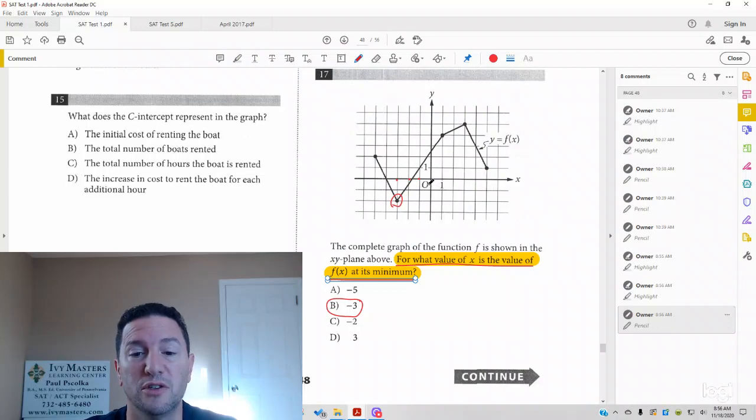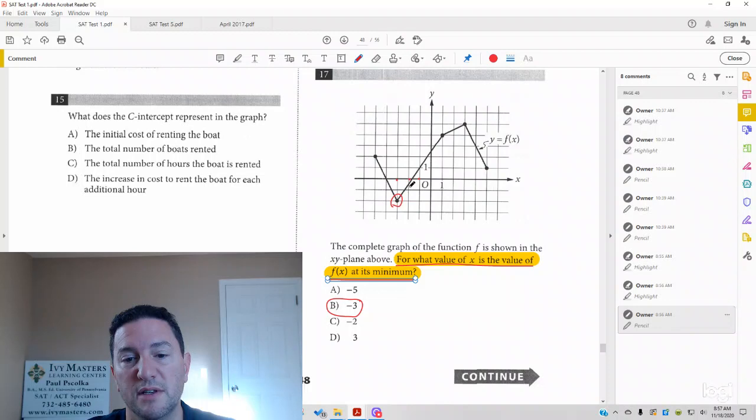So let's say it was asking you for the value of f of -5. You'd go back 1, 2, 3, 4, 5, and then you'd find the y value. F of -5 is 2. Doing the same thing, f of -4 is 0. F of -3 is -2. F of -2 is -0.5.